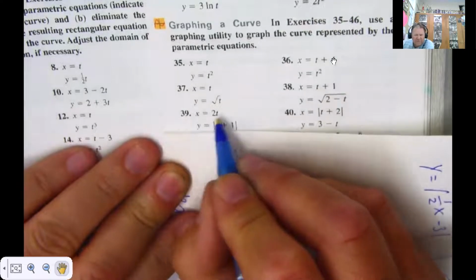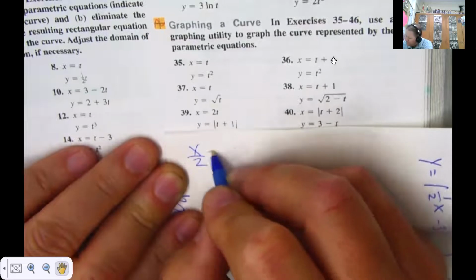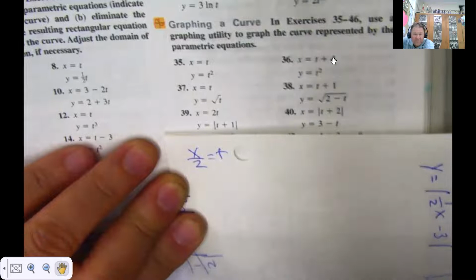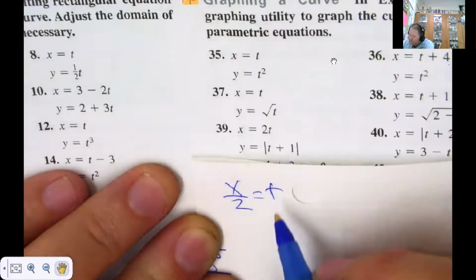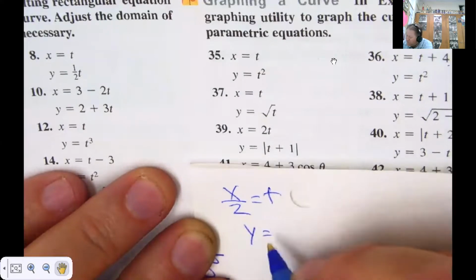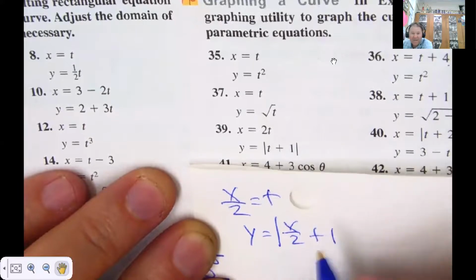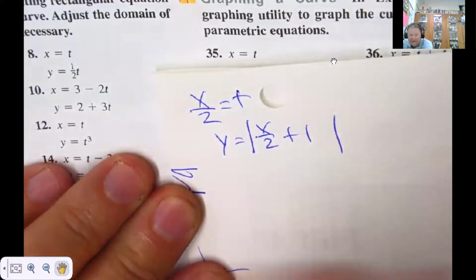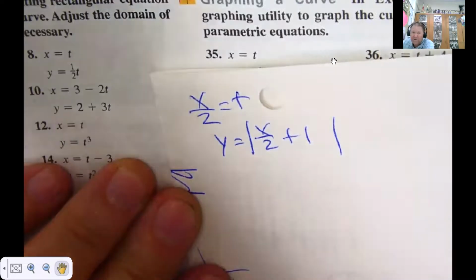On 39, pretty easy. I can divide both sides by 2, and this would be x divided by 2 is equal to t. And then substitute that value for t back in. Zoom in a little closer, maybe. Substitute that value for t back into here. This would be y equals the absolute value of x over 2, plus 1. I'm going to tell you, I would factor out a 1/2. Let's leave it like this. This is a-okay. But if I had to graph it, and you don't, let's be clear.